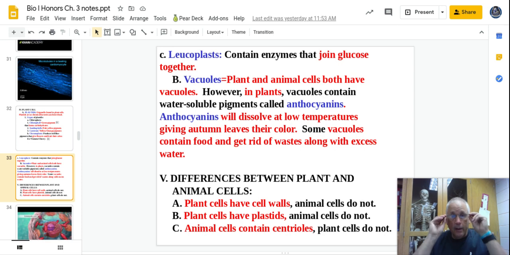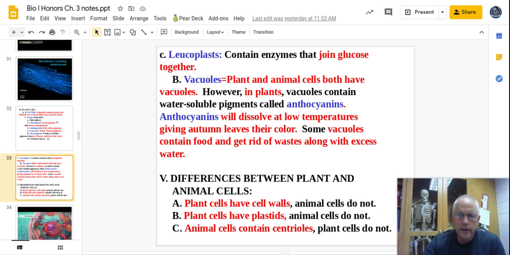All right. So to summarize this, 3 differences. Good test question. I'll put this as a short answer on next week's test. Plant cells have cell walls. Animal cells do not. Plant cells have plastids. Animal cells do not. And animal cells contain centrioles. That's the only one that goes the other way. Okay.